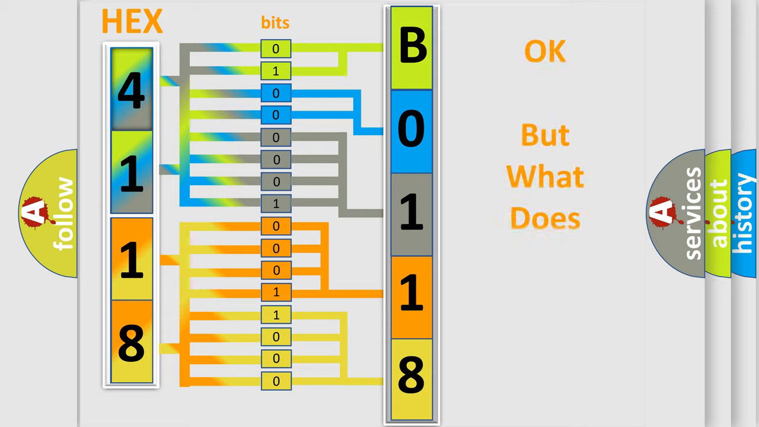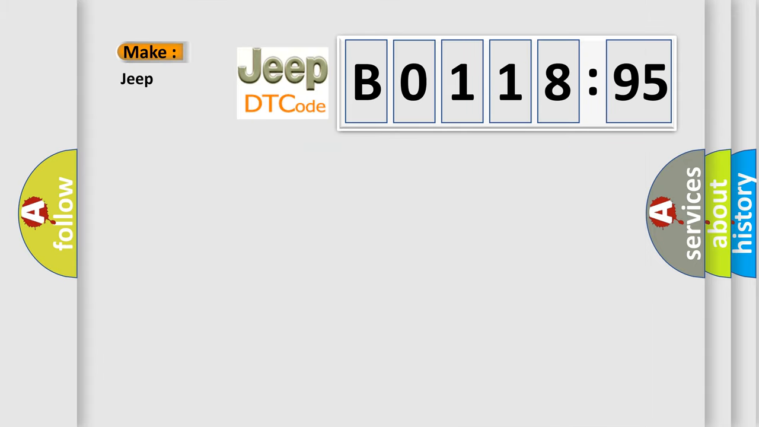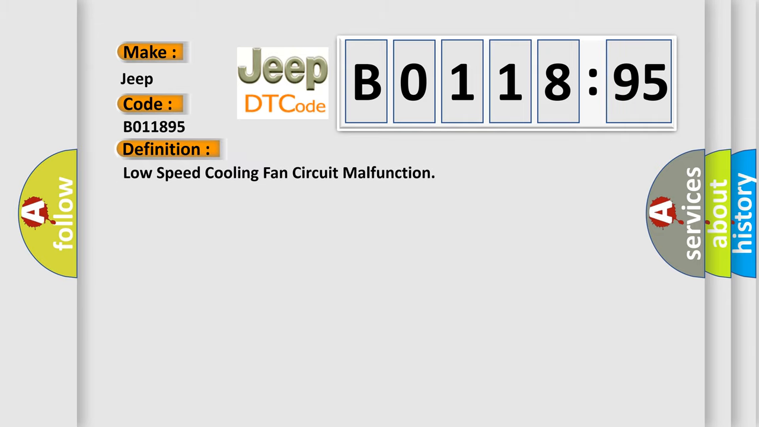The number itself does not make sense to us if we cannot assign information to what it actually expresses. So, what does the Diagnostic Trouble Code B0118-95 interpret specifically for Jeep vehicles? The basic definition is low speed cooling fan circuit malfunction.